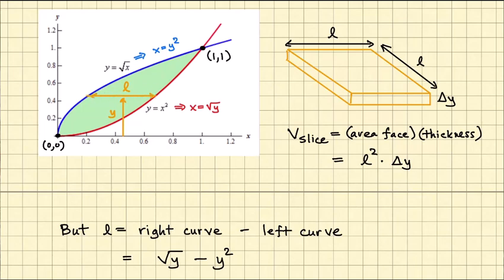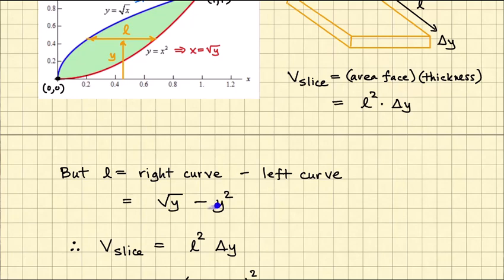Similar to the last section, this length L is just the distance that we get when we look at the right curve minus the left curve as functions of y, not functions of x. So let's translate these curves. Rewriting y equals the square root of x, if we square both sides, we get x equals y squared. And similarly here, if we take the square root of both sides, x is the square root of y. So L, which is the right curve minus the left curve, is the square root of y minus y squared.